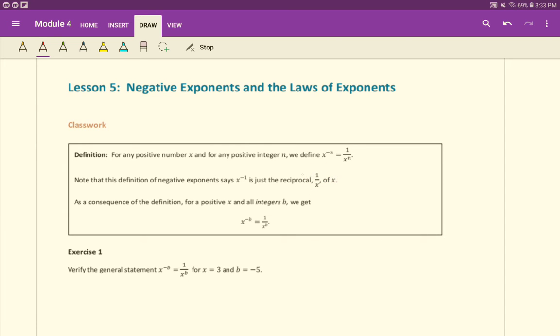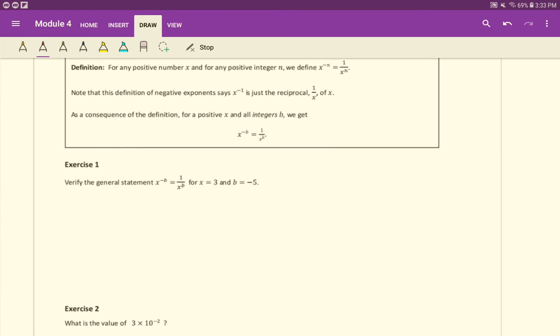And so there's our result. So we're going to verify this for 3 and for negative 5. So x to the negative b. Sorry, this is for x equals 3. So we'll say 3 to the negative b equals 1 over 3 to the b. Well, let's see if this is true. I could multiply both sides by 3 to the b.